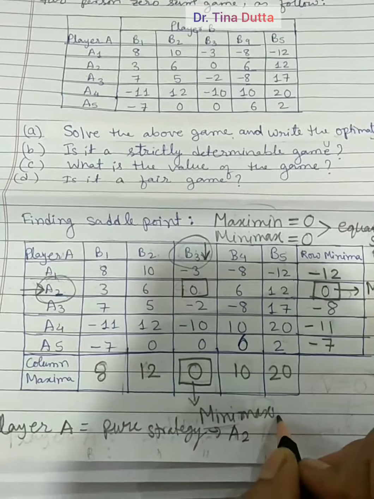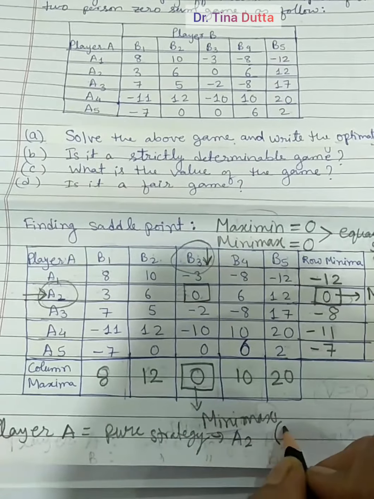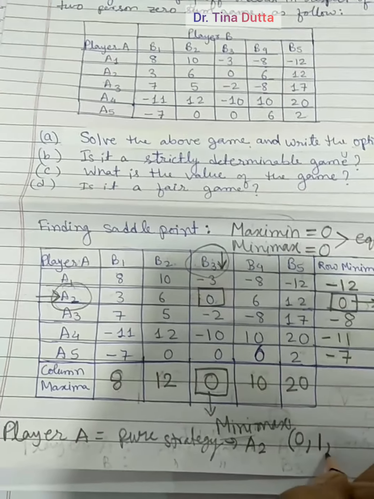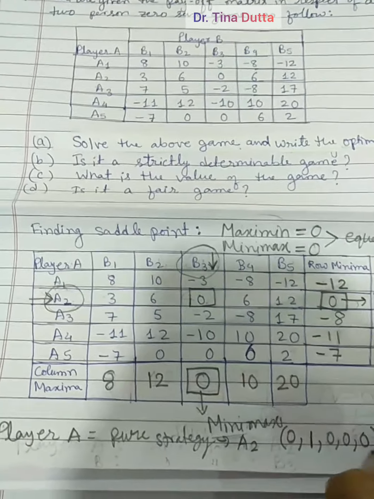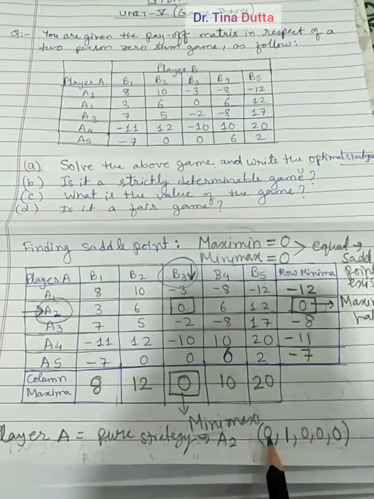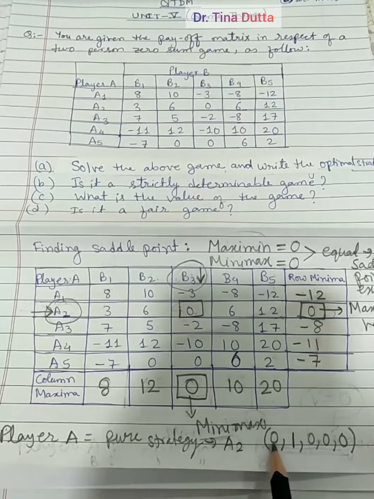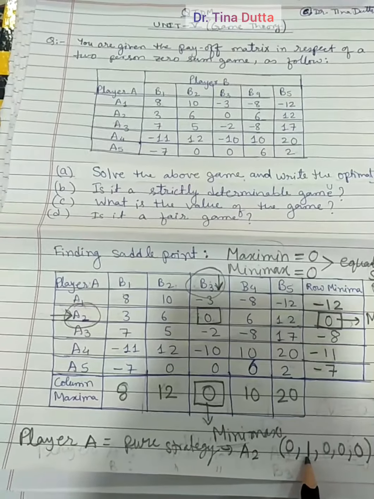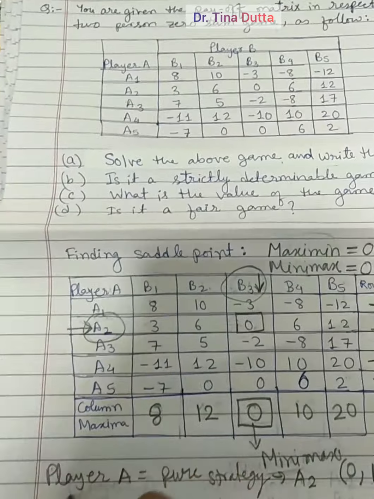In terms of probability, we will write the strategies. If I want to write the probability, it will be 0 for the first strategy, second strategy probability is 1, third strategy 0, fourth 0, and fifth 0. In terms of probability, we can write pure strategy like this. This means player A will adopt strategy A1 with 0 probability, strategy A2 with 100% probability, and rest of the strategies with 0 probability.